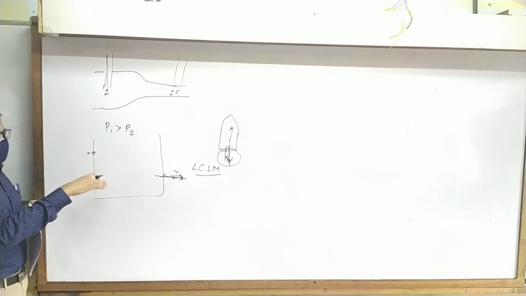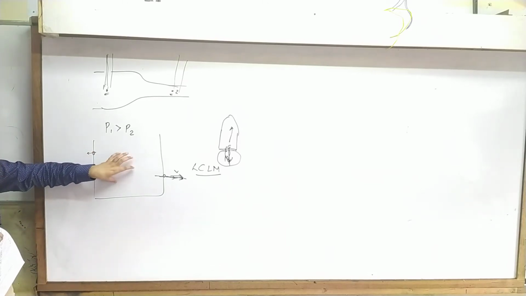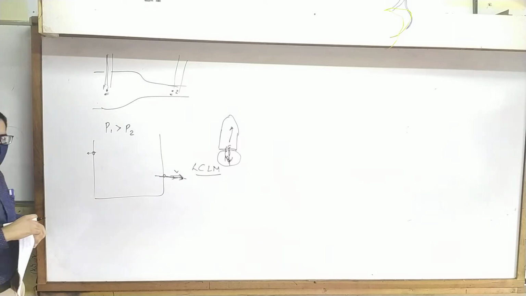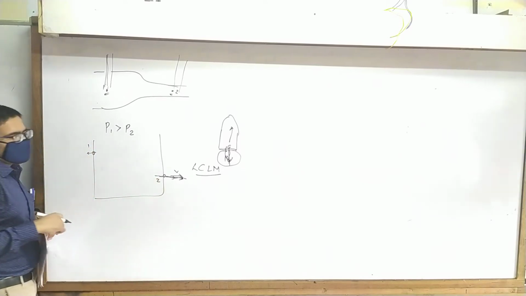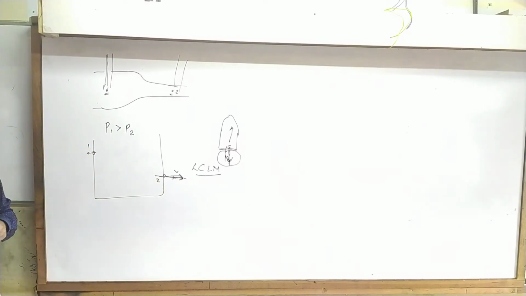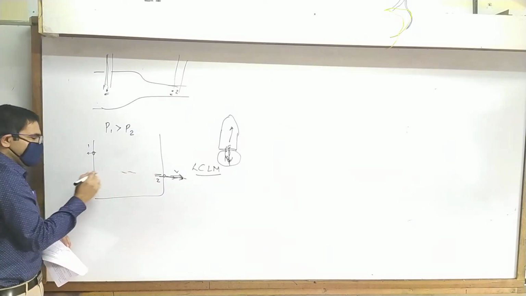If I were to draw the free body diagram of this vessel, how many forces would act on it? In the horizontal direction, how many forces will act? Let's call this hole 1 and let's call this hole 2. How many forces will act? Two. The force because of hole 2 will be towards the left side. I am showing it here.